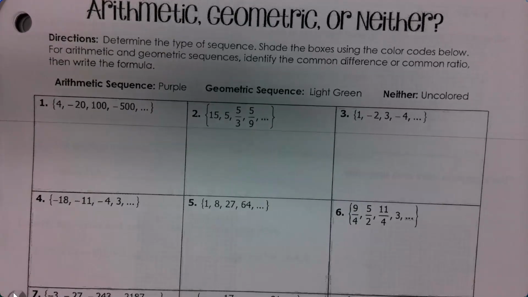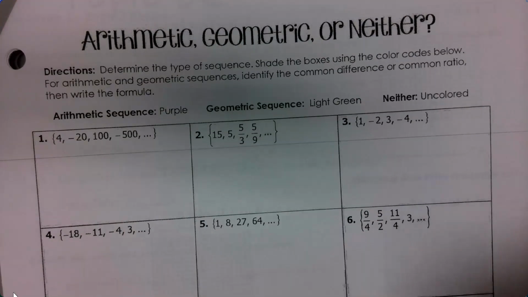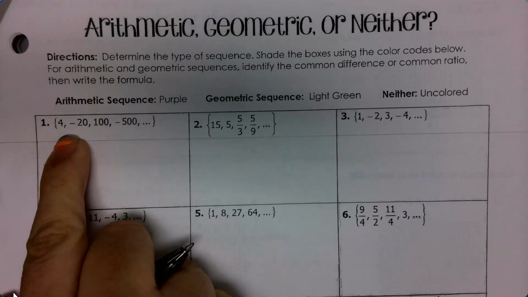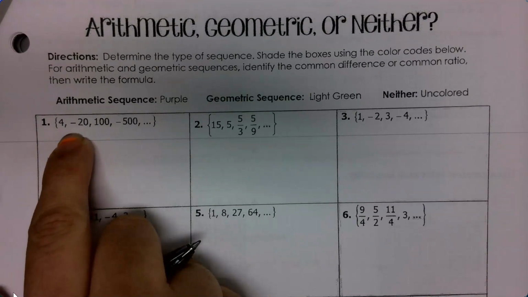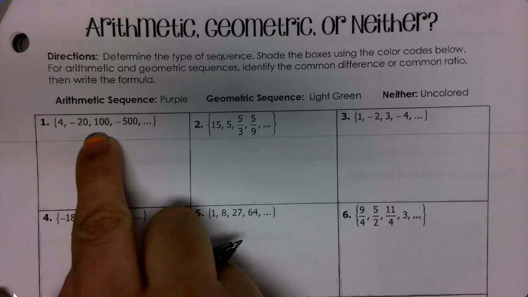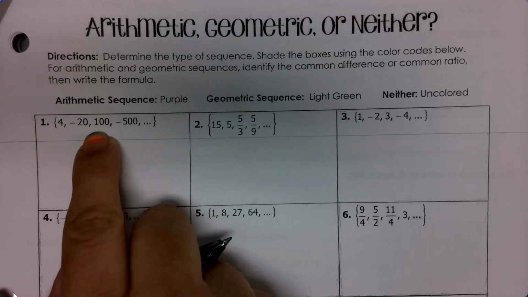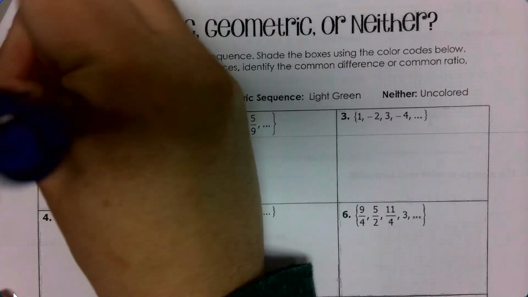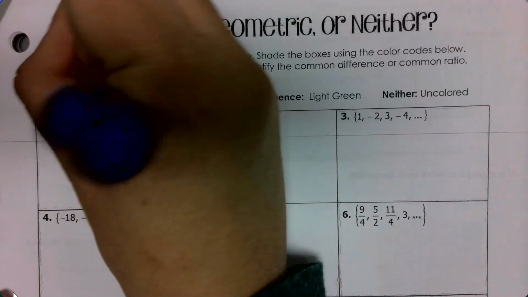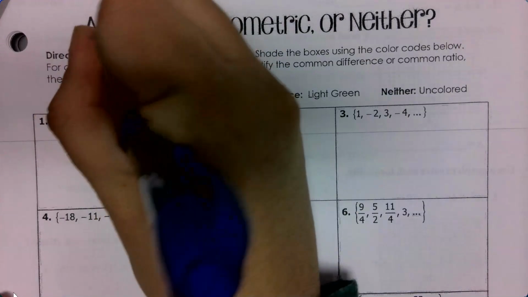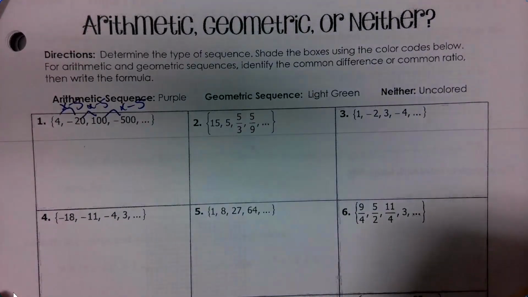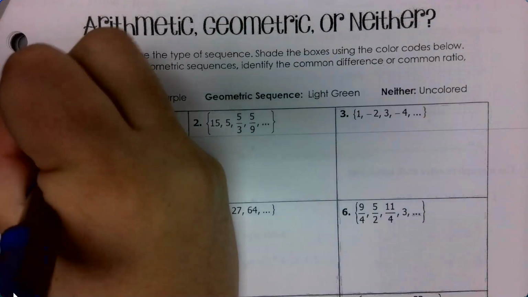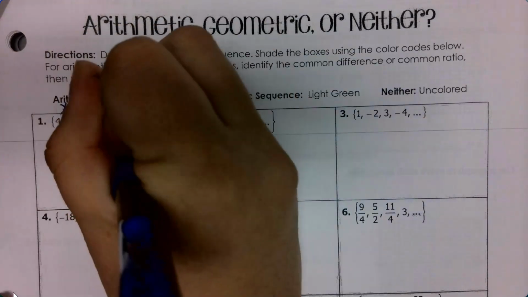Okay, moving on. This one wants me to decide if it's arithmetic, geometric, or neither. And then if it's arithmetic or geometric, find the common difference or the common ratio and write the formula. So I want to see the pattern for how I'm going to my numbers. To go from 4 to negative 20, I can subtract 24, but that doesn't seem to be how I get from negative 20 to 100. So I can also go here by multiplying by negative 5, which seems to carry through for all of these. So my common ratio is negative 5.